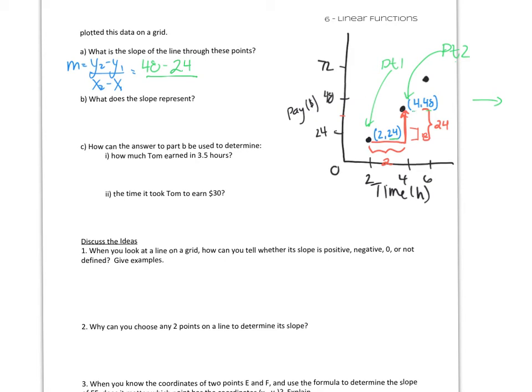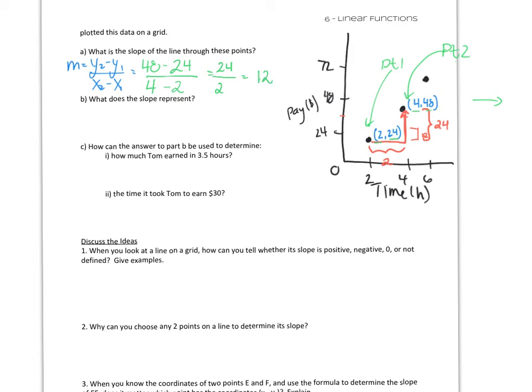The x value for point 2 is 4. The x value for point 1 is 2. So 48 take away 24 is 24. 4 take away 2 is 2. And so we get a slope of 12.